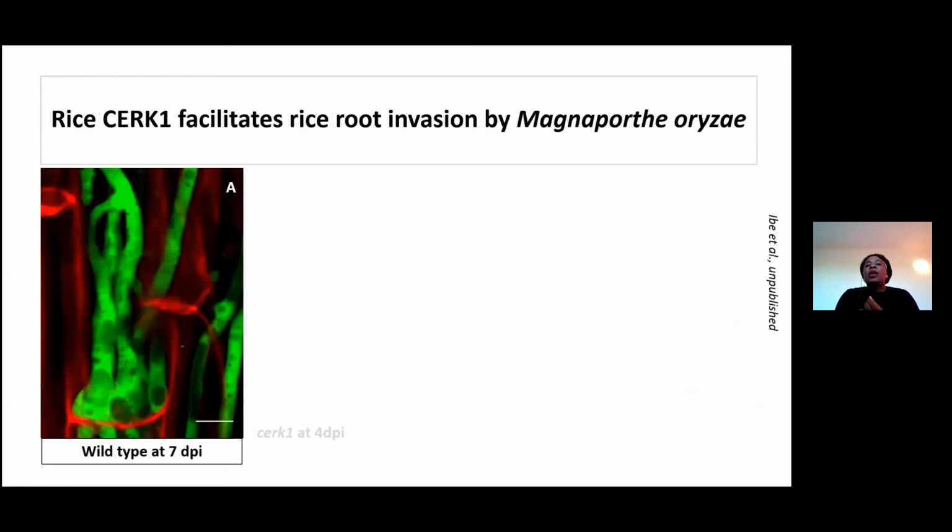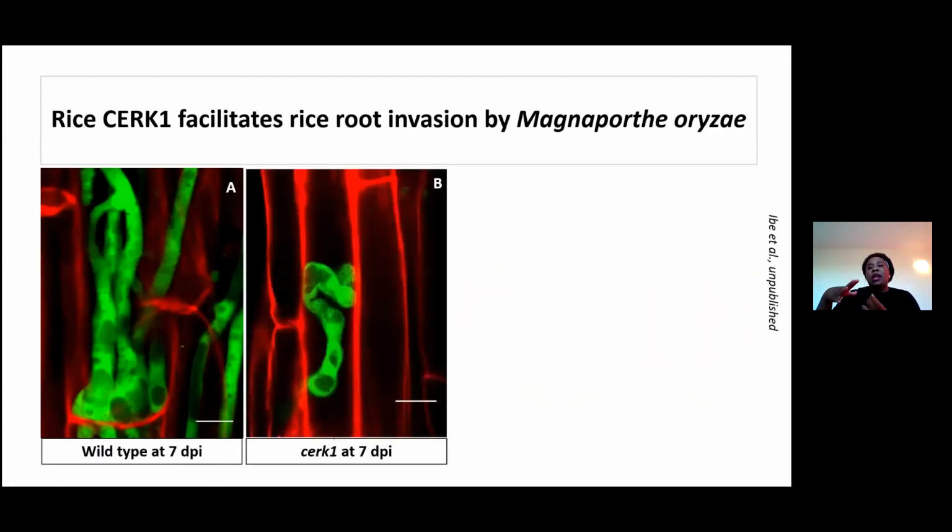Now, I did this also at 7 days, following the fungus again from 4 days, looking a little bit beyond, just to see how the plant is responding to this fungus and if there is a catching up in the proliferation of this fungus inside the root. And again, looking at the wild type, you can see that the fungus looks beautiful, looks happy and healthy, invading rice. In fact, the fungus is very clever. It has a way of just not even breaking any cell wall. It just constricts and then gets over from cell to cell.